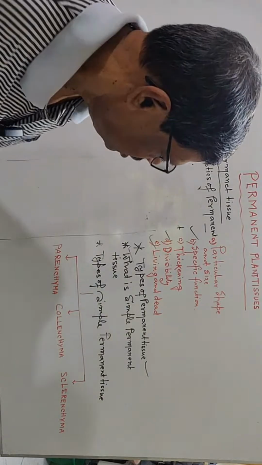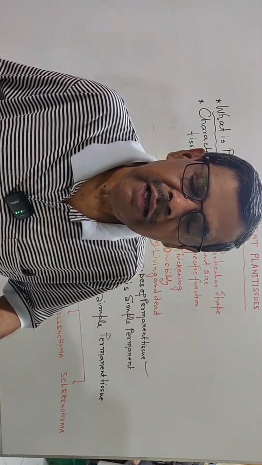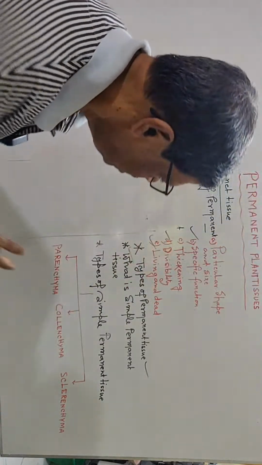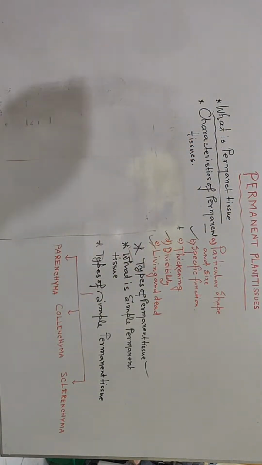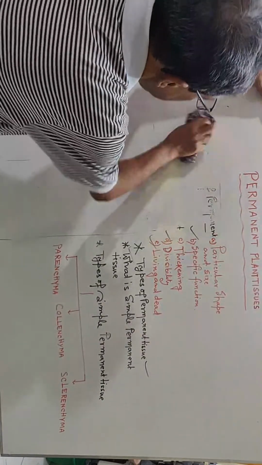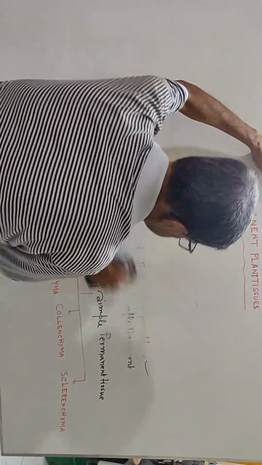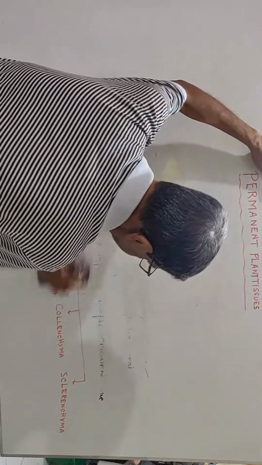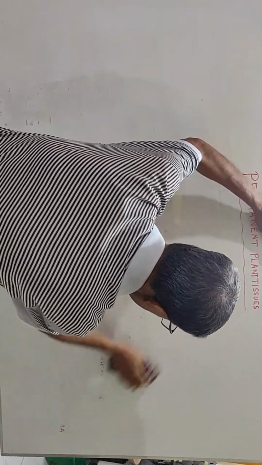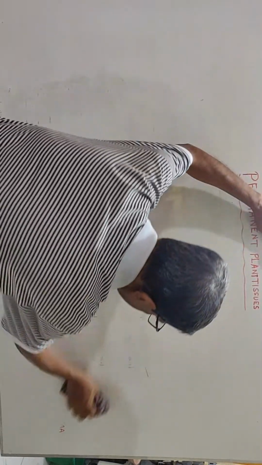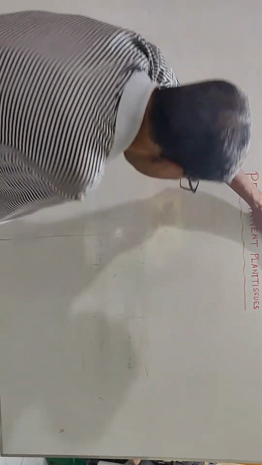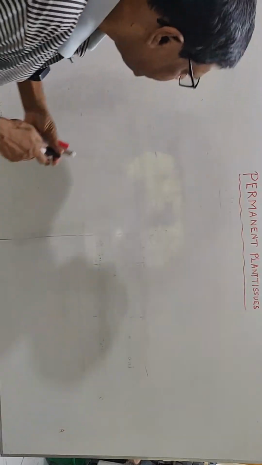Now, types of simple permanent tissue. Simple permanent tissue are three types: parenchyma, collenchyma, and sclerenchyma. Three types of simple permanent tissue. Now, I will discuss about the parenchyma. What is parenchyma? Characteristics of parenchyma and occurrence of parenchyma, function of parenchyma. I will discuss first parenchyma.